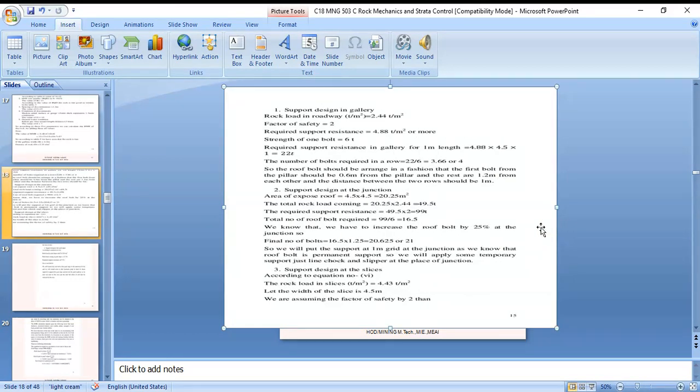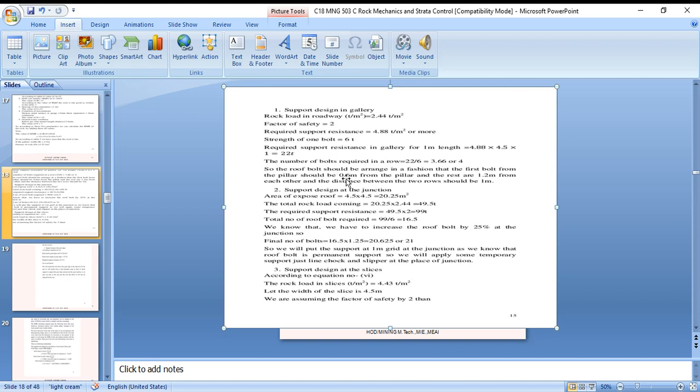Support design in a gallery: the rock load in a roadway is 2.44 tons per meter square. Factor of safety is 2. Required support resistance is 4.88 tons per meter square or more. Strength of one bolt, required support resistance in a gallery for 1 meter length. The number of bolts required in the row is 22 by 6, so around 4 bolts are coming.